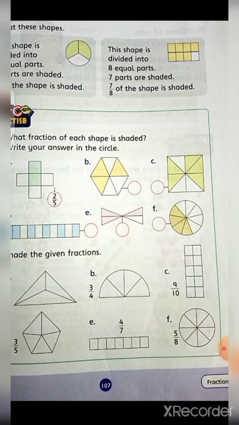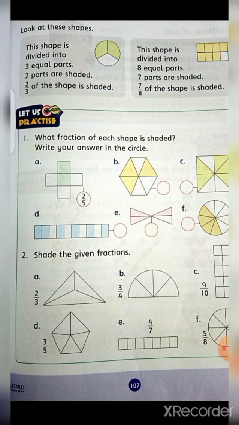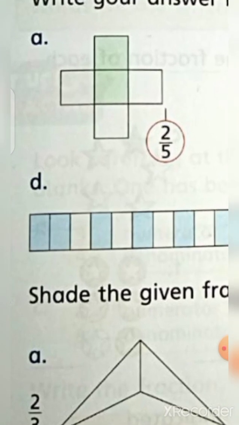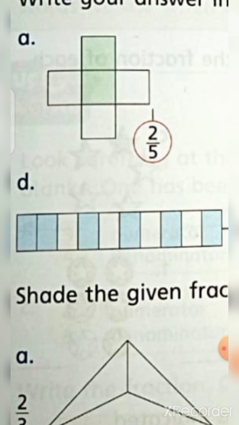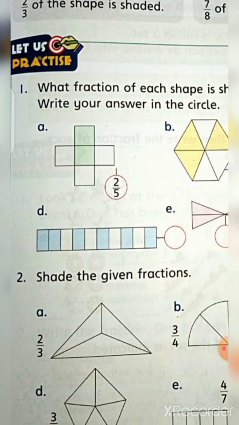C, also you will count and write the fraction yourself. D, count these with me. 1, 2, 3, 4, 5, 6, 7, 8, 9, 10. So the total number of parts is 10. And how many parts are shaded out of 10? 1, 2, 3, 4, 5, 6. 6 parts are shaded. So the fraction for the shaded parts is 6 over 10. And what is the fraction for the unshaded part? Very good. 4 over 10.